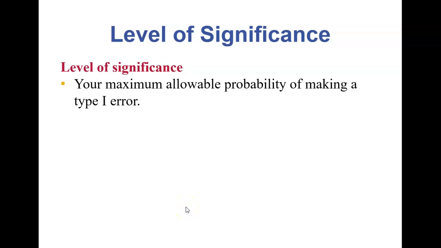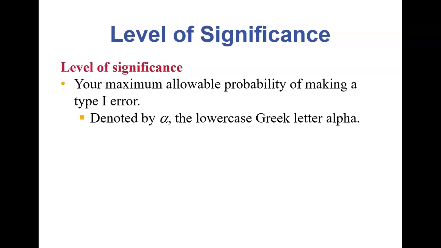So the next objective is level of significance. The level of significance is your maximum allowable probability of making a type 1 error. Keep in mind, what is a type 1 error? A type 1 error is when H naught is true, but you reject it, right? That is your type 1 error, and it's denoted by alpha, the Greek letter alpha.